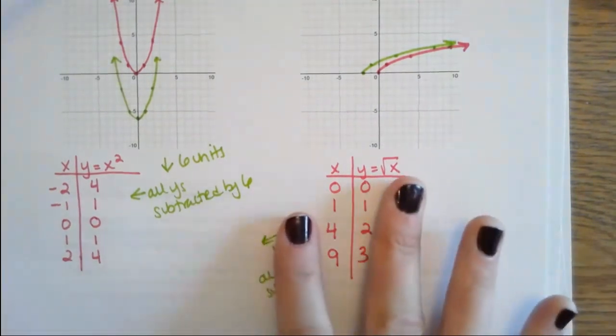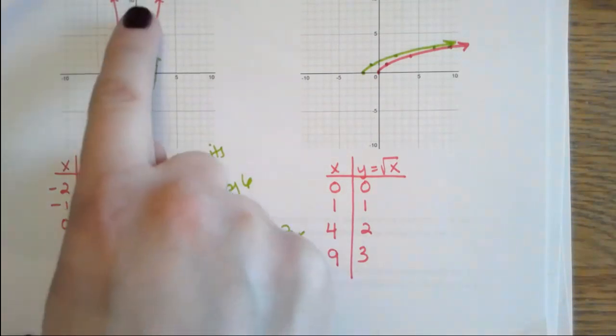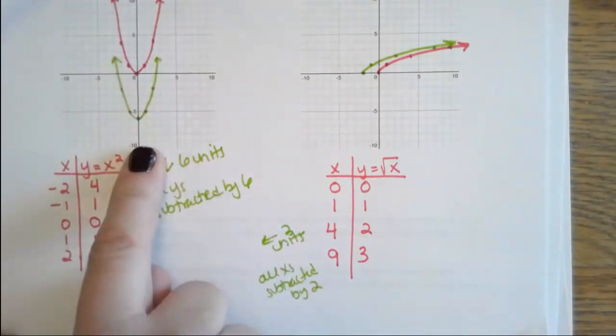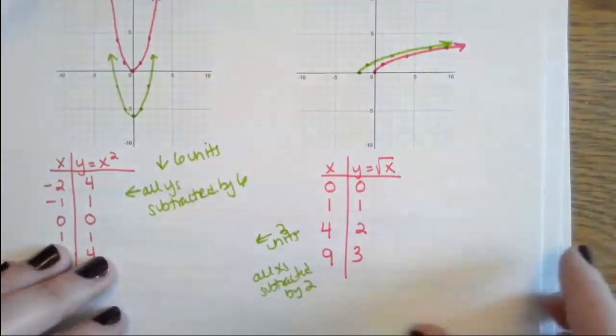So again, I don't usually make new tables for the shifts. They tend to be pretty straightforward, but you can if you find it helpful. So you have to just think about, well, what would happen to my values? Right here, the x's stay the same, but the y's changed. Here, the y's stay the same, but the x's changed.